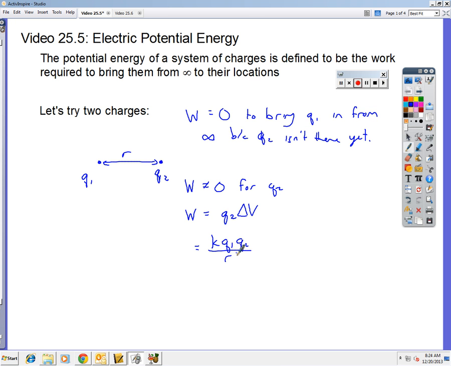This will be positive if the charges have the same sign. It will be negative if the charges have opposite signs. We'll look more at what the sign of that energy means in a bit. But you should memorize this equation, and know that it applies to a system of 2 point charges.